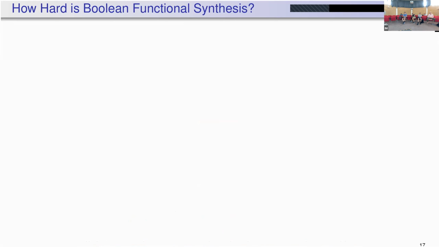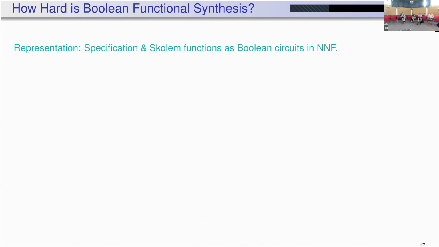Okay, so now the question is how hard is this problem? It turns out that the hardness does indeed depend on the representation that you're using for both the specification and the Skolem functions. For our purposes, we just consider the specification and Skolem functions as Boolean circuits in negation normal form, which is AND gates and OR gates inside, with all conditions. And any other Boolean circuit can be converted to this, with fixed input gates.